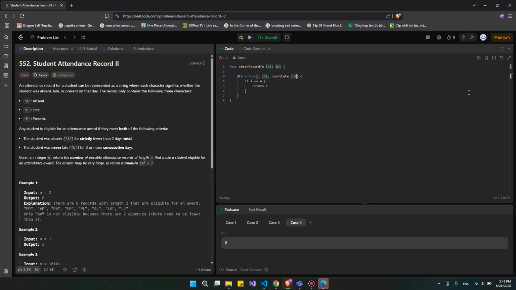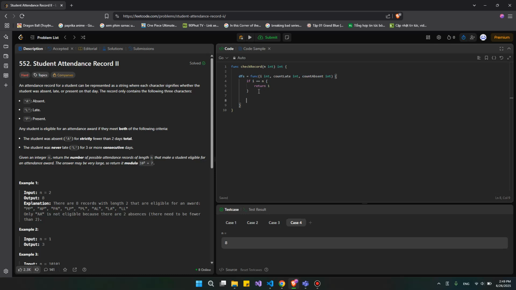And we also need one more parameter, which is the count absent, because we can only be absent fewer than two times, so it will be the number of absences before i position. Okay, so now.